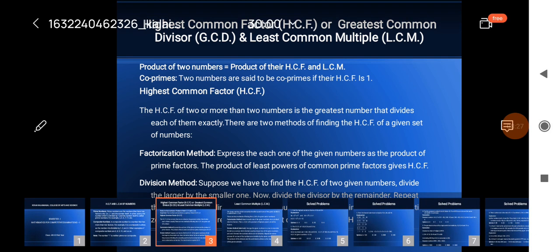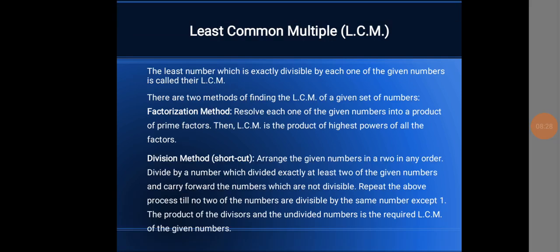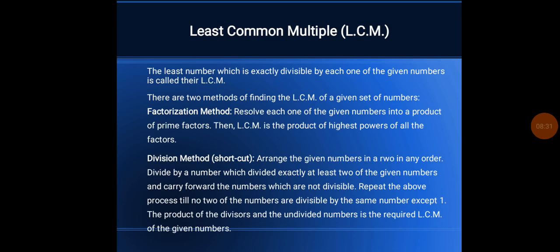Next one is LCM, least common multiple. The least number which is exactly divisible by each one of the given numbers is called their LCM. So there are two methods for finding LCM. One is factorization, the other is the division method.